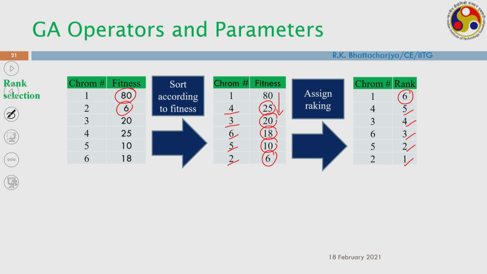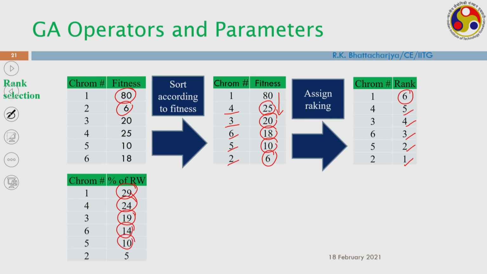Now I will create the area based on this rank, not based on the original fitness value. You calculate the percentage of the roulette wheel: the first solution now occupies 29%, then the fourth solution occupies 24%, then 19, then 14, then 10, then 5. So, this is the roulette wheel now. The best solution is anyway occupying more area, so the probability of selecting that particular solution is very high.